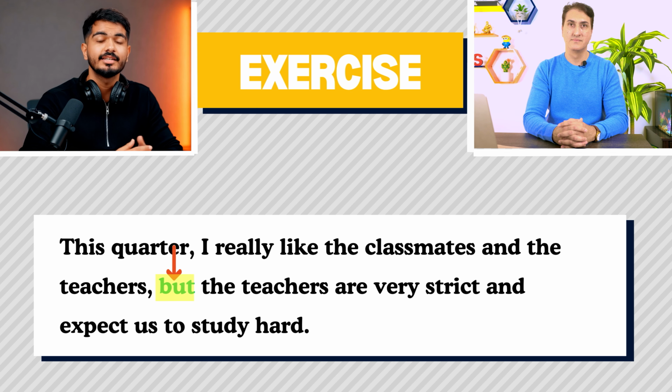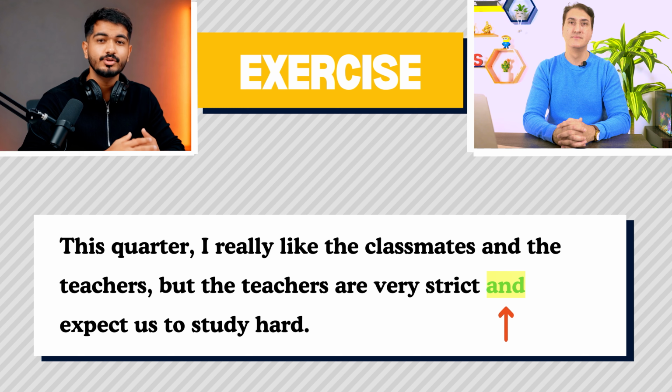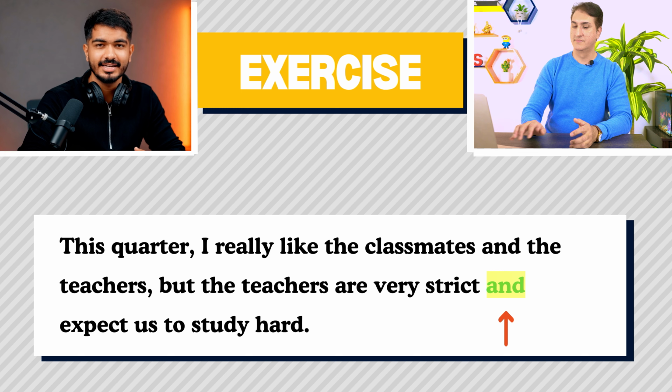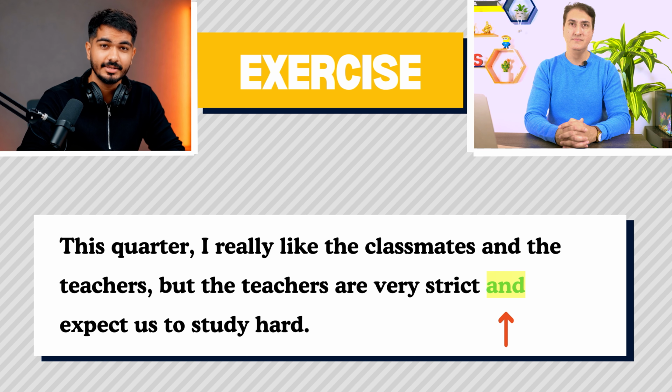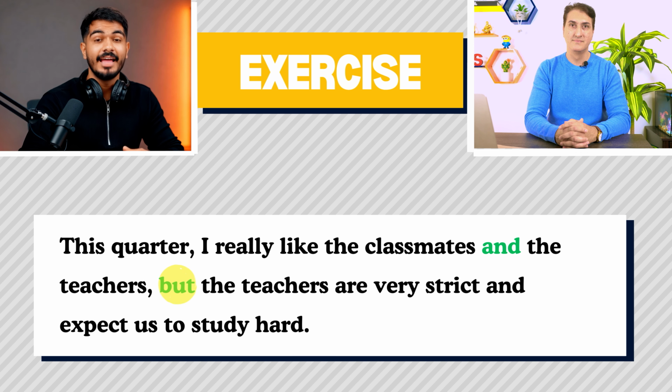Next, I used but to introduce a contrast. The teachers are very strict. But shows that even though I like the teachers, they have a strict side. Then I added the second part of the teacher's actions, and expect us to study hard. I used and here because it connects two things the teachers do, being strict and expecting us to study hard. Both are full actions about the teachers, so it flows smoothly. So basically, and connects similar positive ideas, but shows a contrast, and the final and joins two related actions about the teachers. Awesome. Next, look at these 4 sentences.